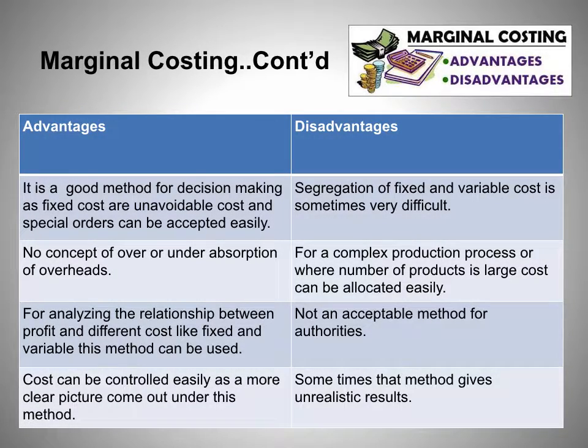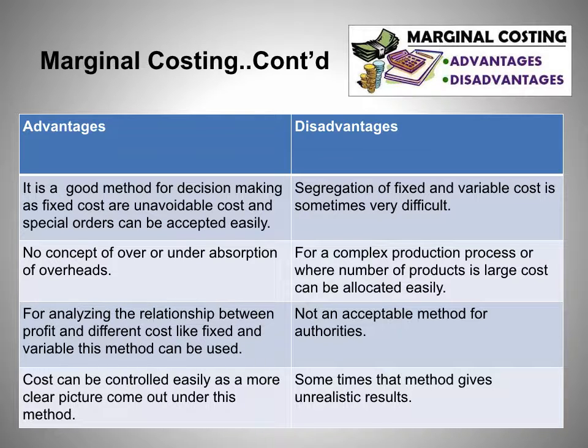Advantages. It is a good method for decision making as fixed costs are unavoidable costs and special orders can be accepted easily. No concept of over or under absorption of overheads. For analyzing the relationship between profit and different costs like fixed and variable, this method can be used. Cost can be controlled easily as a clearer picture comes out under this method.